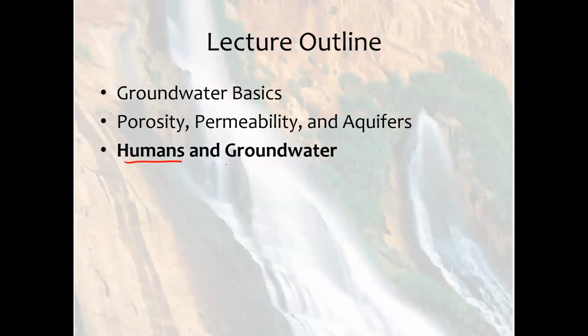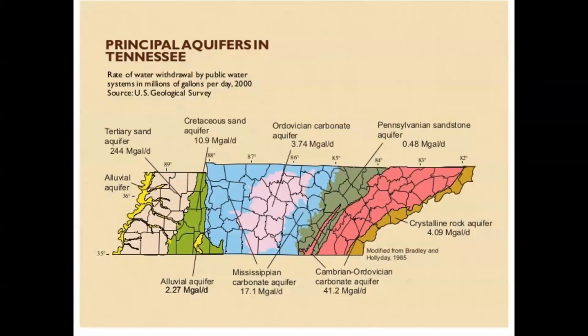The relationship between humans and groundwater. So we've seen this map before where there are aquifers underlying different parts of Tennessee. Many of them are carbonates. So here's a carbonate aquifer, and this is all carbonate aquifer. And some of them are sandstone or other sands. But that means that these are the places that we are drawing groundwater from if we are using well water.